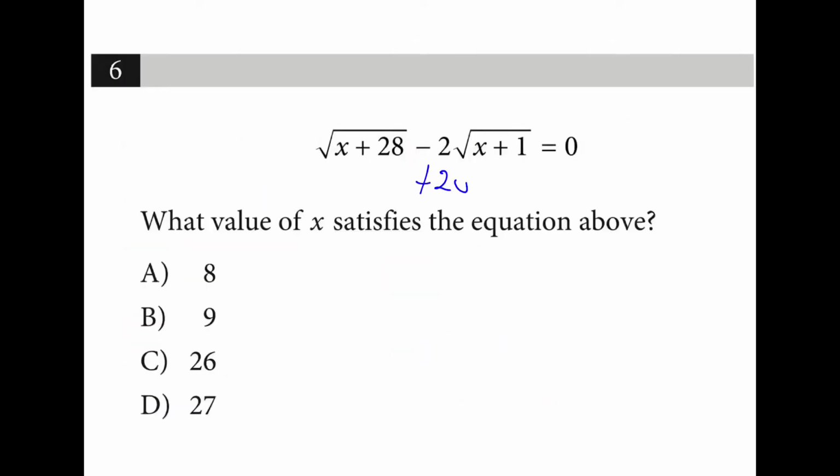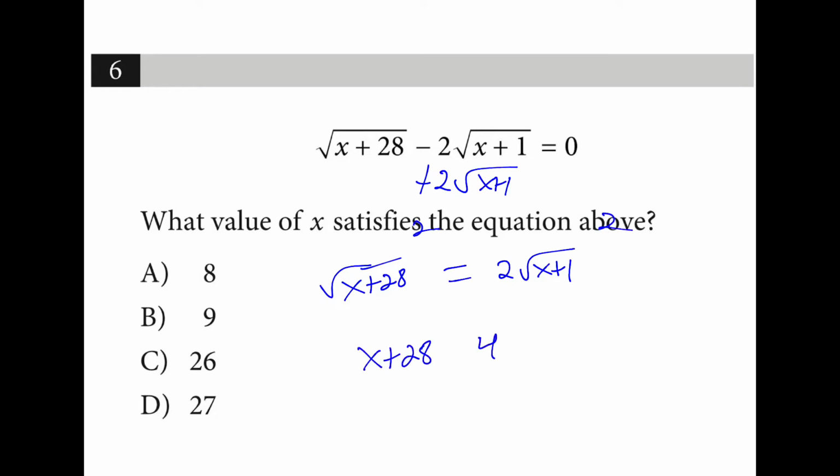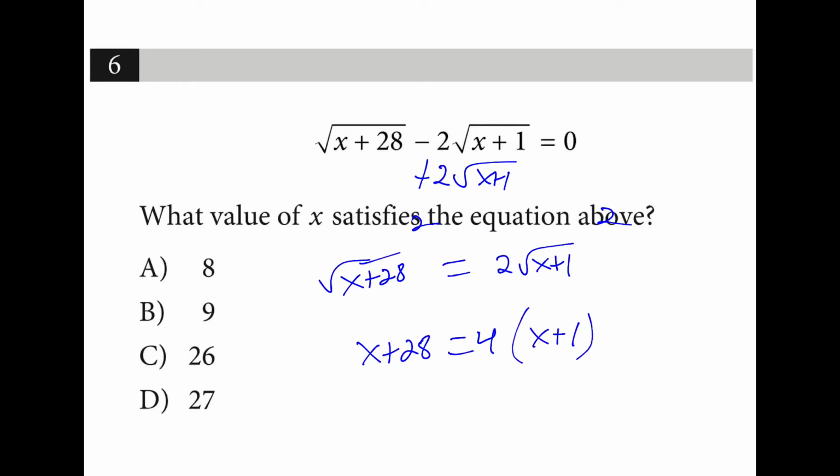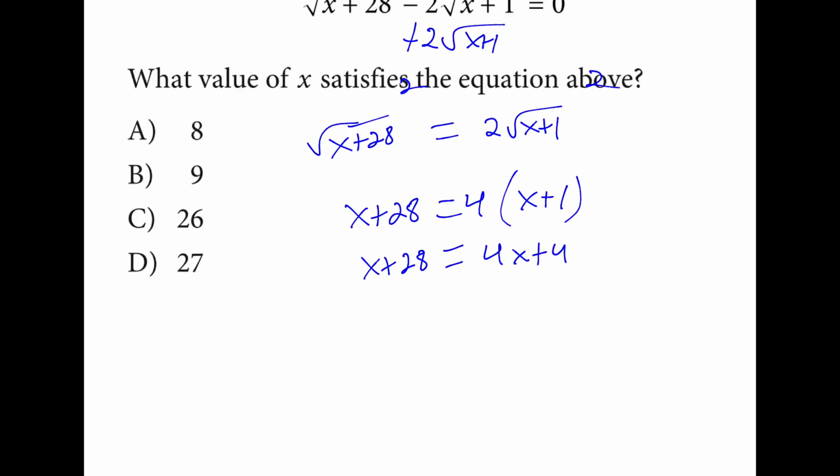I'm going to add 2 root x plus 1 to both sides. So I have root x plus 28 over here, and 2 root x plus 1 over here. I'm going to square both sides. So now I have x plus 28, and I have 4 times x plus 1. Then I can distribute, so I have 4x plus 4. I'm going to move all the x's to the right. I'm going to move all the numbers to the left. Then I divide by 3, and I get 8.